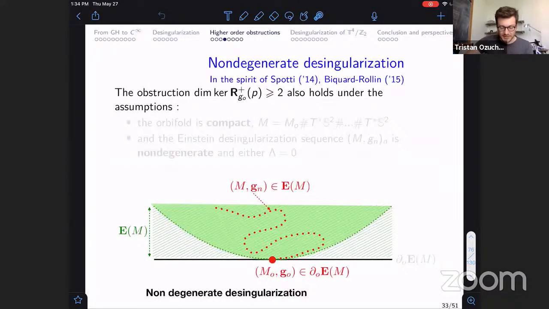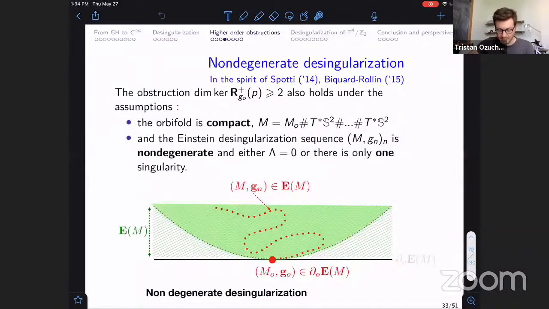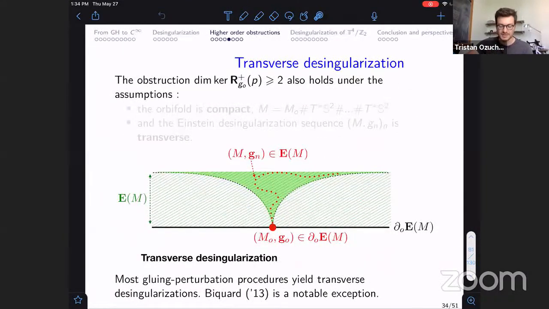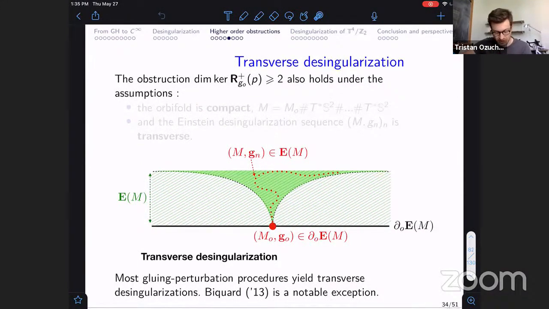Okay, so I will skip that, but there are weaker assumptions. I mean, there are different assumptions that I can make to weaken other assumptions, but these are maybe not satisfactory because they are assumptions on the way that my sequence of Einstein metrics approaches the boundary here. So one of them is the non-degenerate desingularization, which essentially asks of your sequence not to be too tangent to the boundary of the moduli space. And there is another one which is transverse, which asks you to be essentially almost orthogonal to the boundary of the moduli space. But I don't want to spend too much time on it.